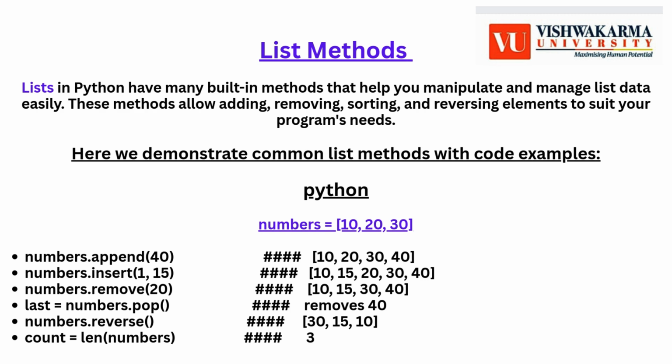Usually append means adding another number to the list. For that purpose we use numbers.append. It must be written in proper order, or otherwise your list will not be printed. And the next is numbers.insert(1, 15). Here we are adding the number 15 at index 1 in the list. So the final list we will get is 10, 15, 20, 30, 40.